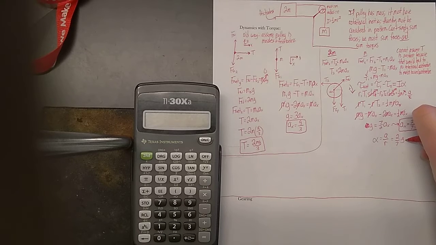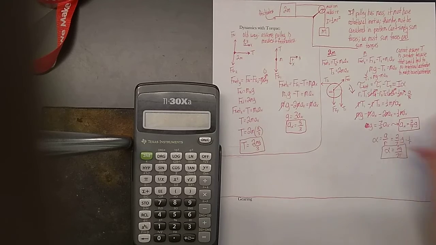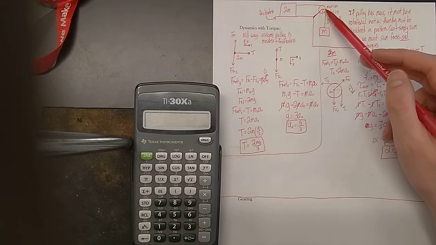2/7 times g times 1 over r. The angular acceleration turns out to be 2g over 7r. That might be something you want to calculate as well: the rate at which the angular velocity increases.